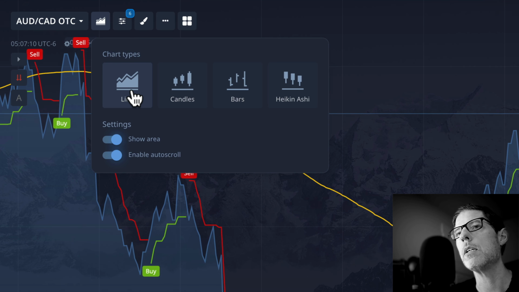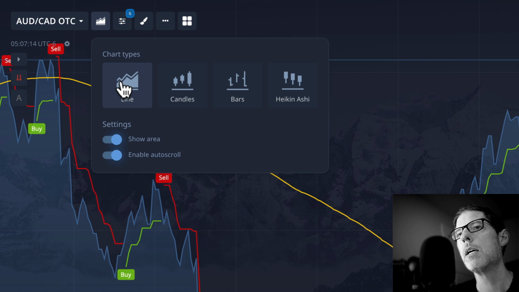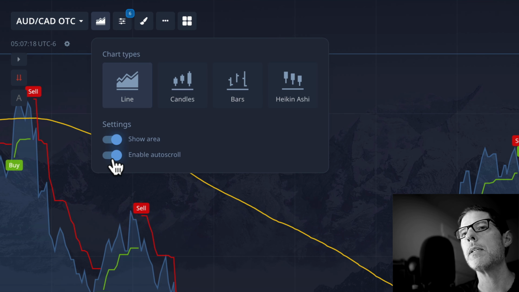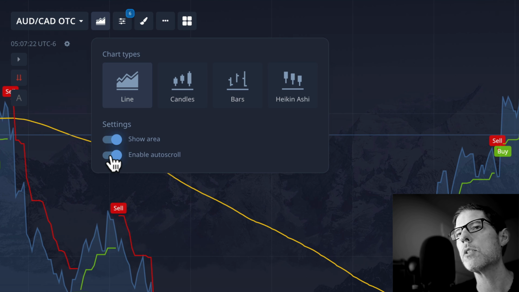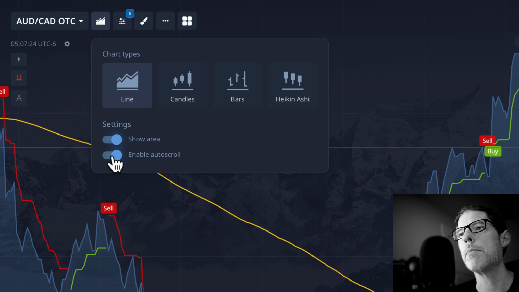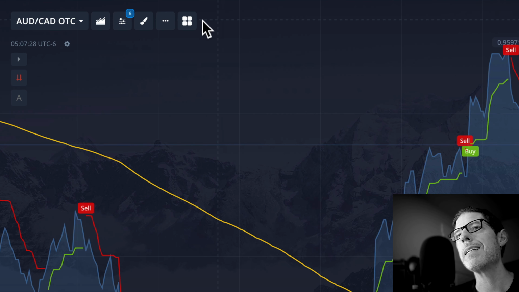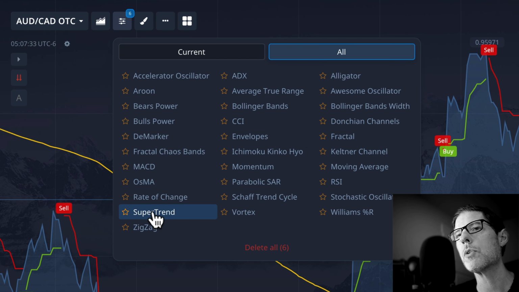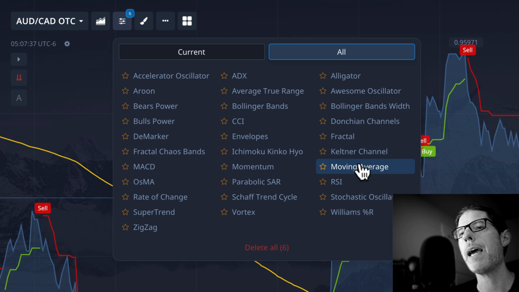So the first thing is to select the line chart over here on the chart types. And I've also enabled the auto scroll, something that you may want to have turned on if you're using the line chart. Just an extra tip there. It comes in really, really handy. Now, as far as the indicators, what I'm using here is the Super Trend indicator. Okay, I'm also using a moving average.